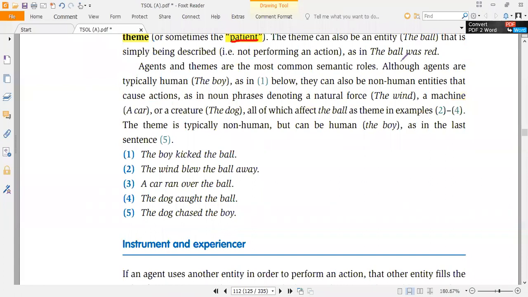Excuse me, sir. Yes. Theme and patient, sir, are they the same? Yes, they're the same. Theme and patient, they're the same. Okay, thank you, sir. We may call him object, sir, theme and patient. In syntax we call it object, right? And in semantics we call it theme or patient, right? Okay.